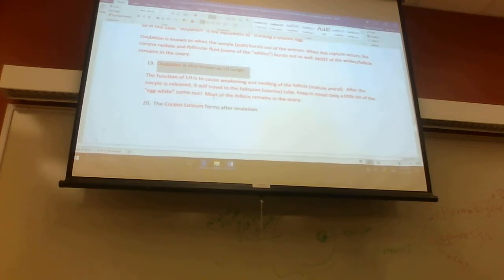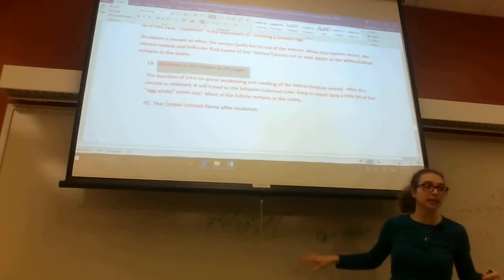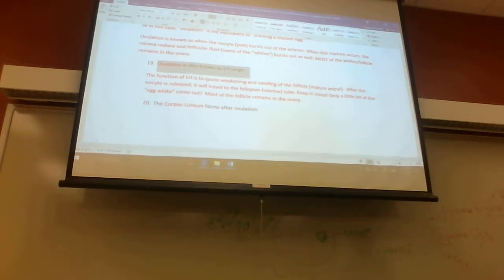The function of luteinizing hormone is to cause weakening and swelling of the follicle. So the follicle, this whole thing becomes weak, it swells, it bursts. That's great, right? We have bursting in our bodies. After the oocyte is released, it will travel to the fallopian or the uterine tube.